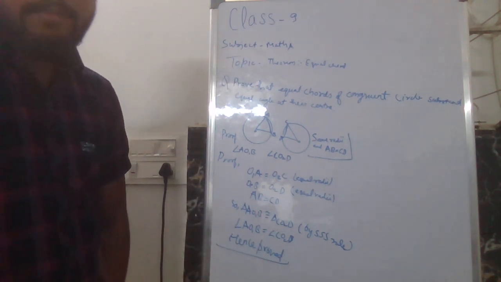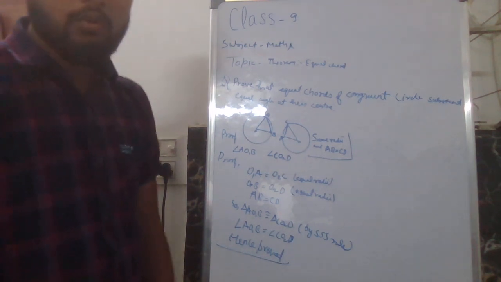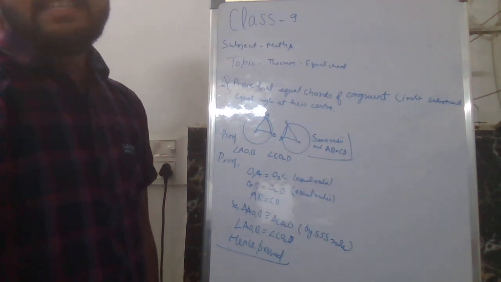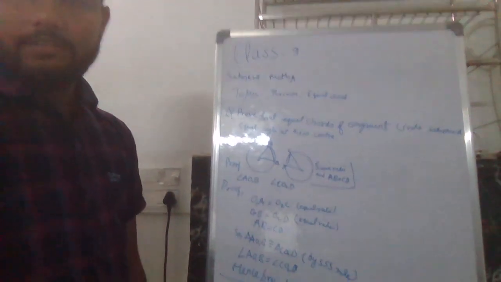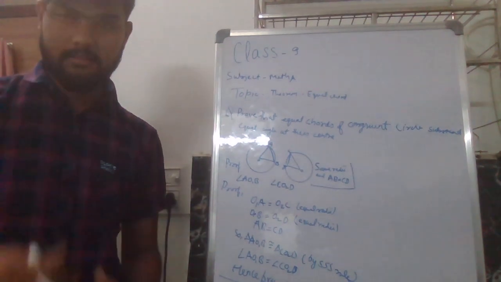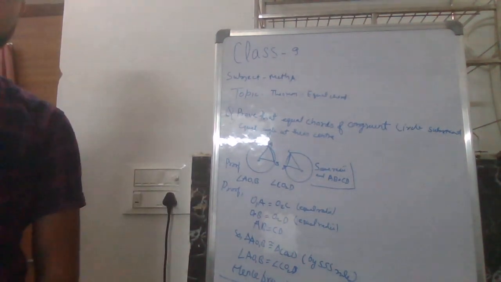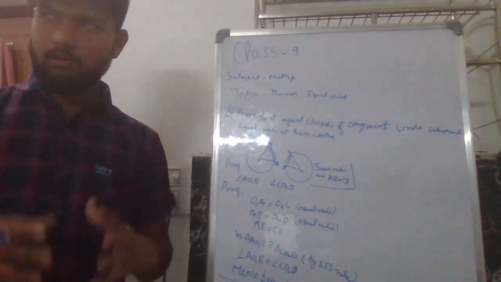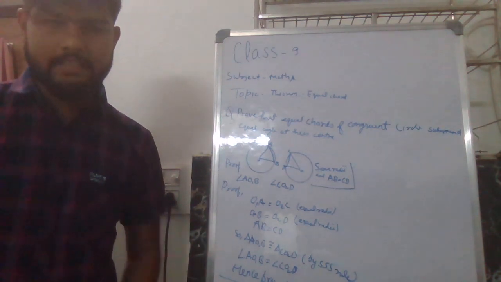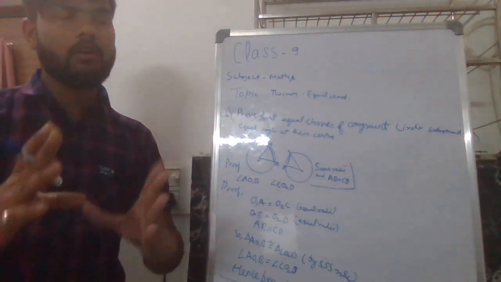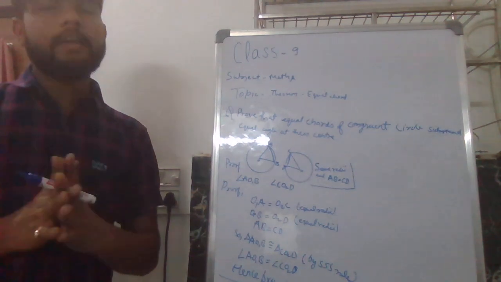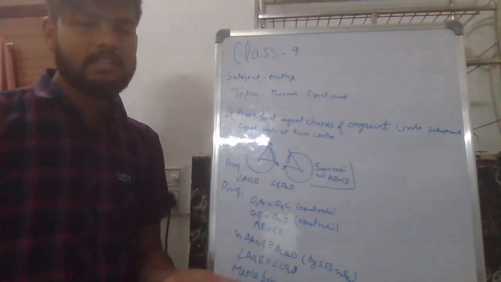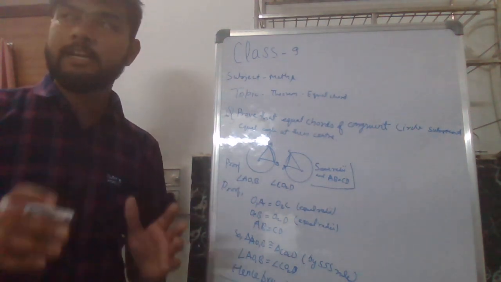So now I have one question for you. You have to tell me which statement is correct. Equal chords of a circle subtend equal angles at the center, and equal chords of a circle subtend unequal angles at the center. Is both statements correct, or one of the statements correct, or none of the above, like both statements are wrong? You have to tell me which statement is correct.